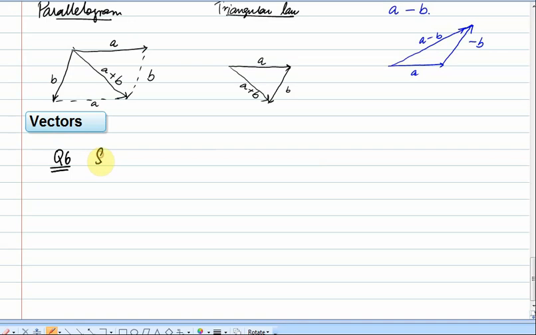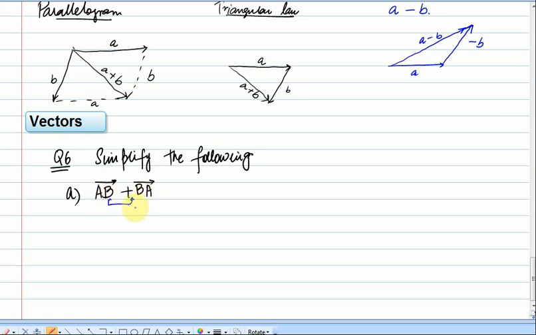Question says, simplify the following, and the first part is AB plus BA. We had discussed in detail about how we add the vectors. We know that when these two letters are the same, then the resultant will be the first and the last.